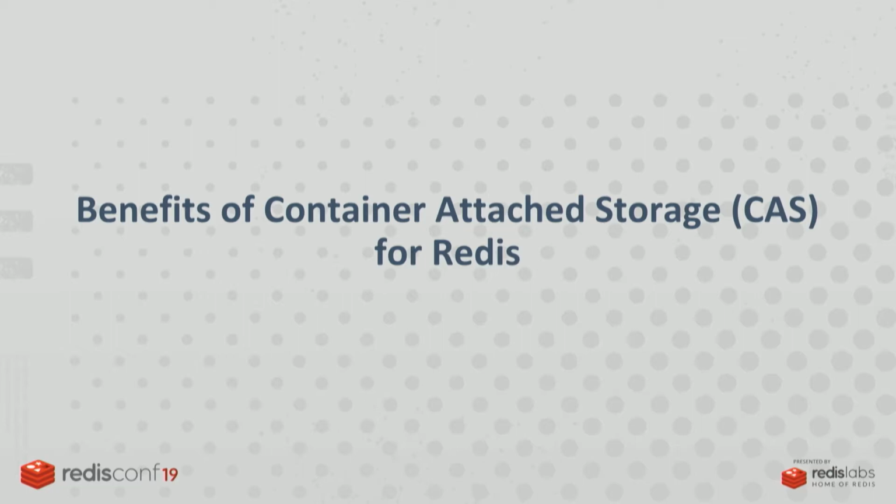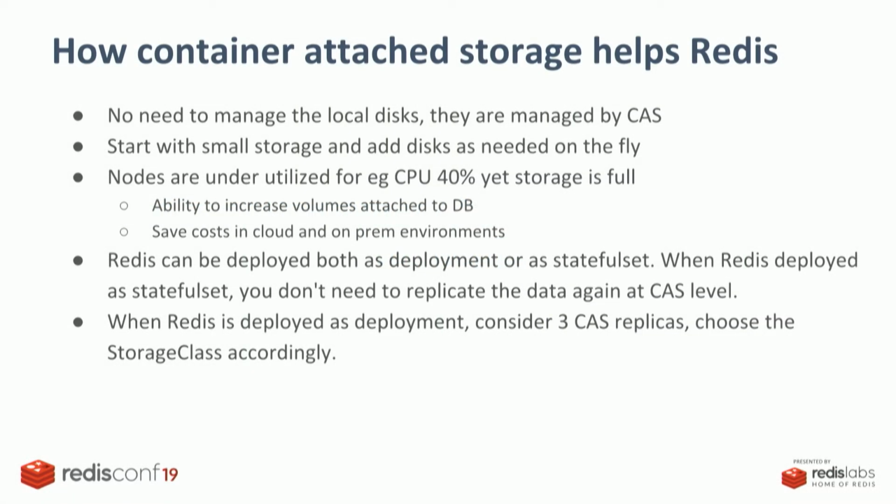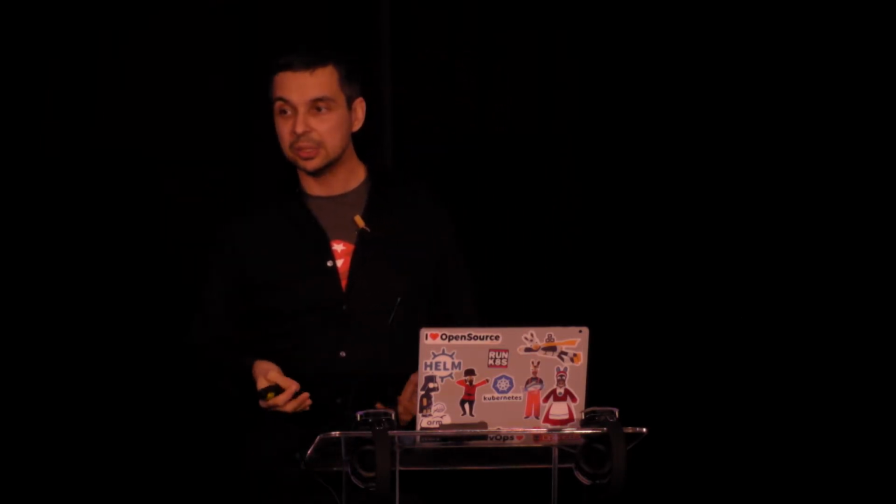And let's look into advantages that we think would be helpful for Redis. So you don't need to manage local disk. If you are running Redis on-prem, container-attached storage takes care of it. So you just call the storage class, and then wherever that environment is, storage is magically carved from the backend. It can be anything: legacy storage backend, Ceph, EBS, NVMe, local disk, spinning disk. So this is a big advantage really: start with small storage and grow as needed on the fly.